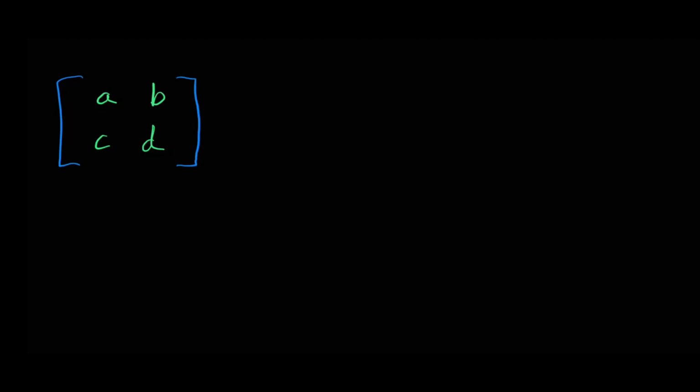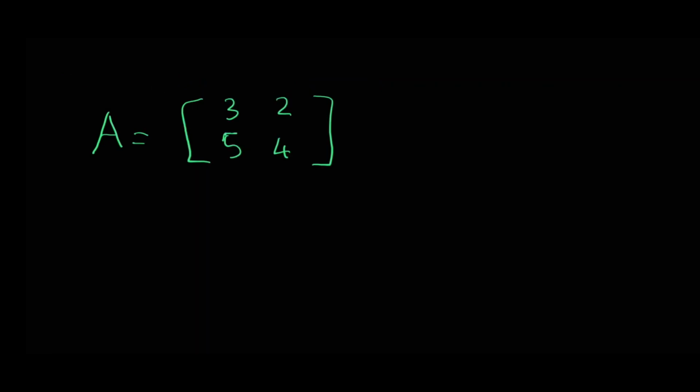Today I'll be showing you how to find the determinant of 2x2 and 3x3 matrices. So let's start with the 2x2 matrix. Here's just a general 2x2 matrix with A, B, C, and D. And to find the determinant, you're going to want to do A times D, so AD, minus B times C. So the determinant of a 2x2 matrix is AD minus BC.